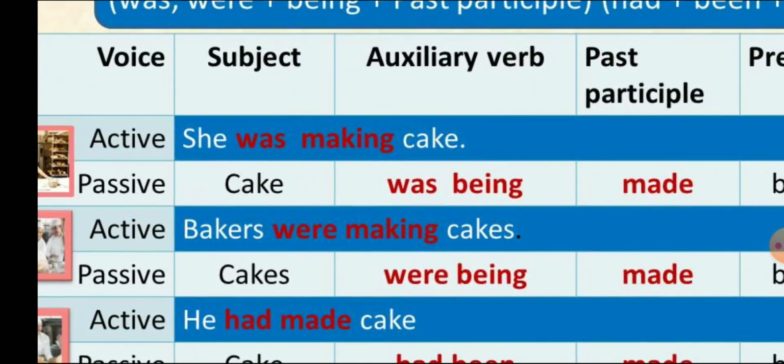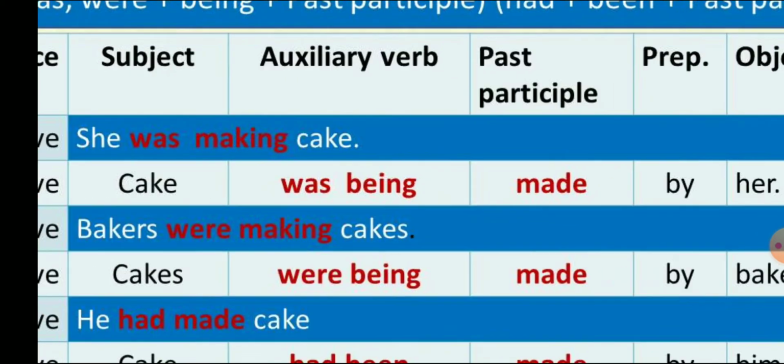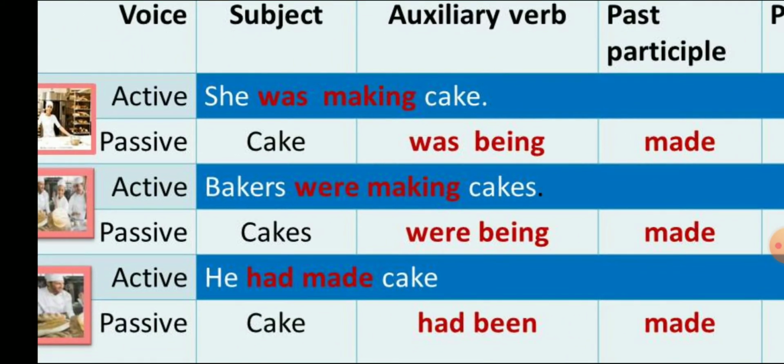Here are more examples. She was making cake. She is the subject and cake is the object. Now interchange the subject and object. So you can see cake is the object. Now the verb is was making. So it is in which tense? It is in past continuous tense. So if it is past continuous, we have to add being, add was or were before being, and the past participle form after being. So like this we have to make changes to the verb.